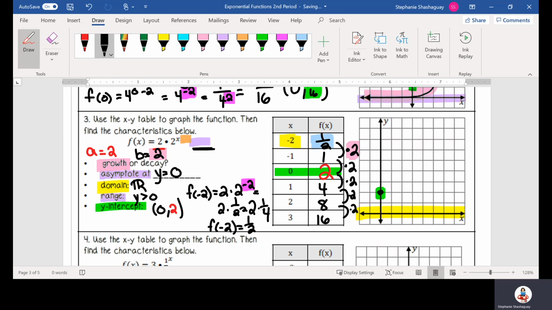All right, so at negative 2, I was at 1 half. At negative 1, I'm at 1. Then at 0, I'm at 2. At 1, I'm at 4. At 2, I'm at 8. 1, 2, 3, 4, 5, 6, 7, 8. And then I'm off my graph. And there I have my exponential function.